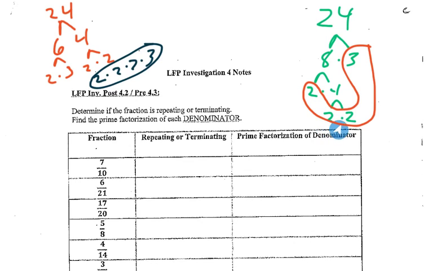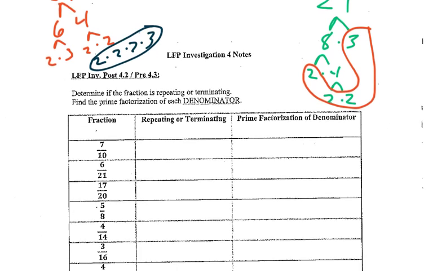of 2 times 2 times 2 times 3. So when you break a number down to its prime factorization, you should only have prime numbers, or numbers that can't be broken down any further, as your final factors. So let's take a look at a first couple here.